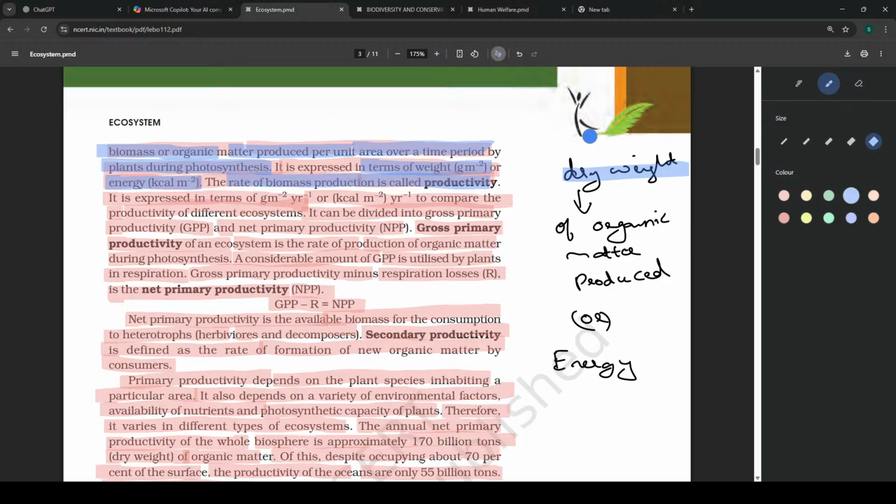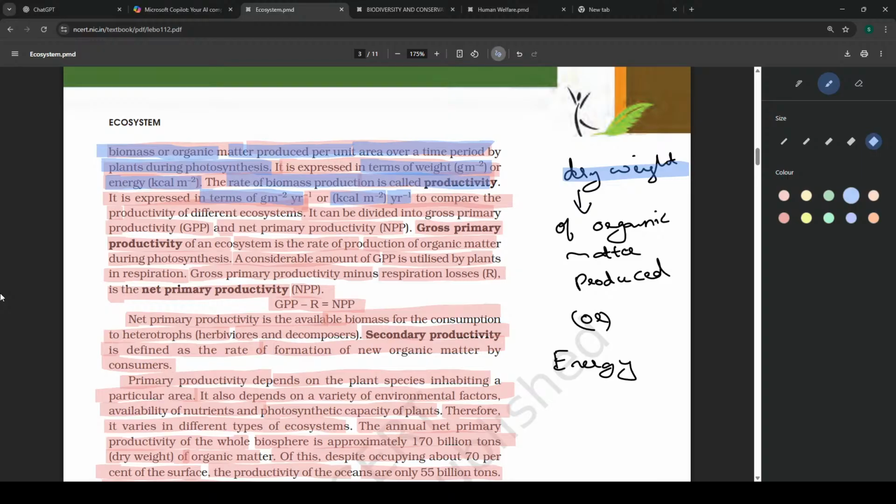We saw primary productivity. Now what is productivity? Rate of biomass production is called productivity, and this productivity is expressed in terms of gram per meter square per year, gram per meter square of land per one year, or kilocalorie per meter square of land per year of time. Why do we need this kind of thing? To compare the productivity of different ecosystems.